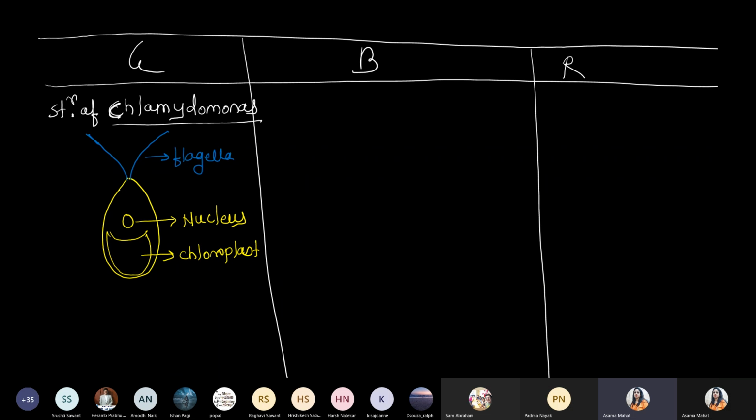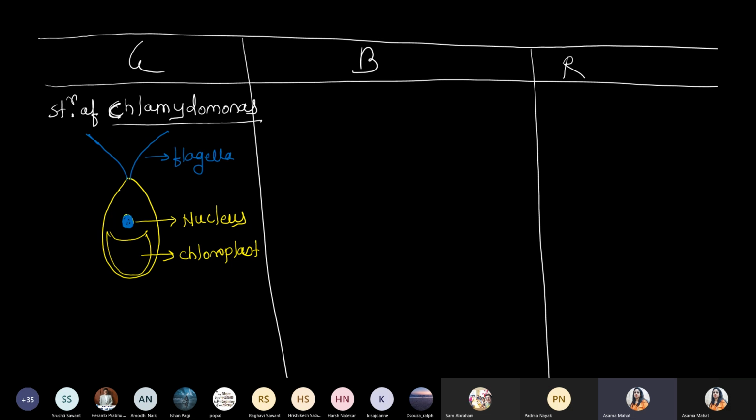So if you see such a body, one nucleus is present, and there is the presence of chloroplast. These are the typical structure of Chlamydomonas, which is unicellular plus motile because it consists of flagella. Got it? So this is the simple structure of Chlamydomonas.